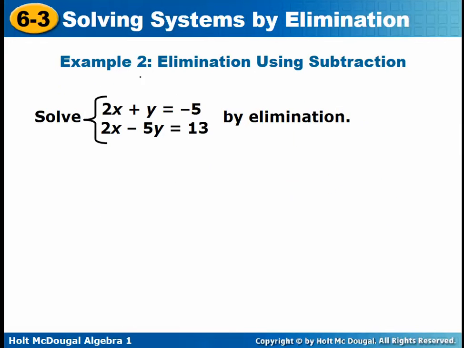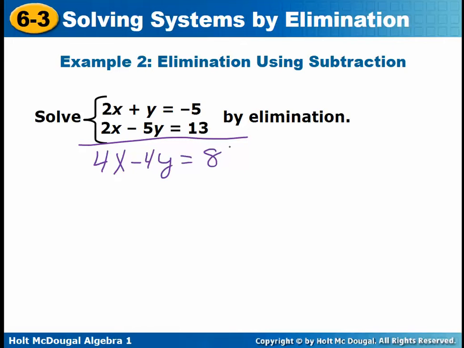For example, here we've got 2x plus y equals negative 5, and 2x minus 5y equals 13. This is almost ready for elimination. If we just had one of these be a negative 2x, then it would be good. But they're both positive at this point, so you can't just add them together now, because you'd get 4x minus 4y equals 8.